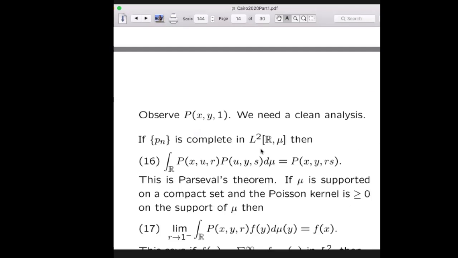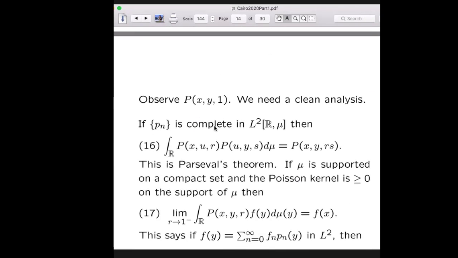So in general, if I integrate a Poisson kernel with parameter r against a Poisson kernel with parameter s, I get the Poisson kernel with parameter rs. This is because of the orthogonality. There is nothing here; this is just Parseval's theorem rewritten. There is no new idea.